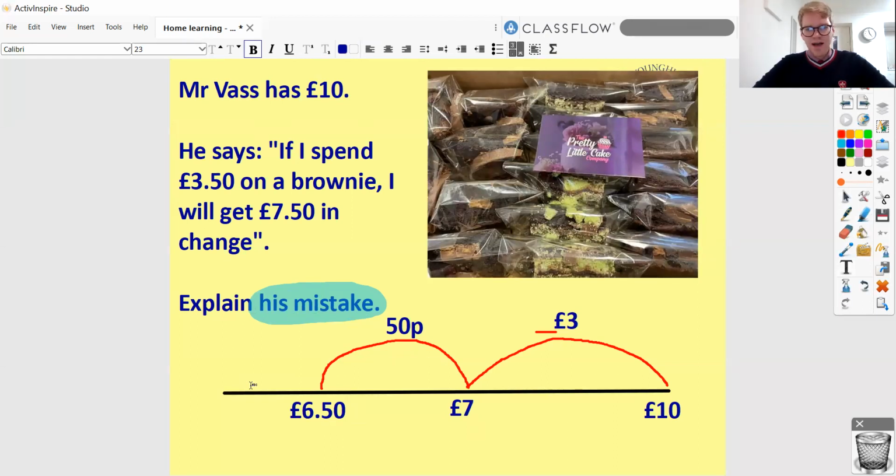You see, this Pretty Little Cake Company, they're so good. Not only do they give you brownies, they give you extra money back in change as well. Lovely. Right, so £6.50 is what I should have been given back. I was thinking I was going to get £7.50.